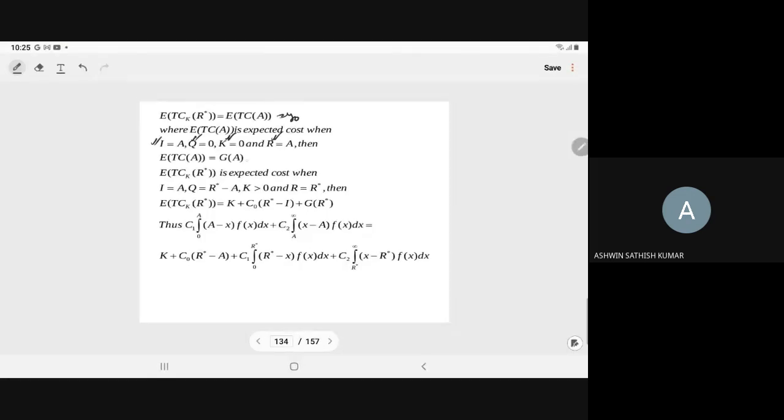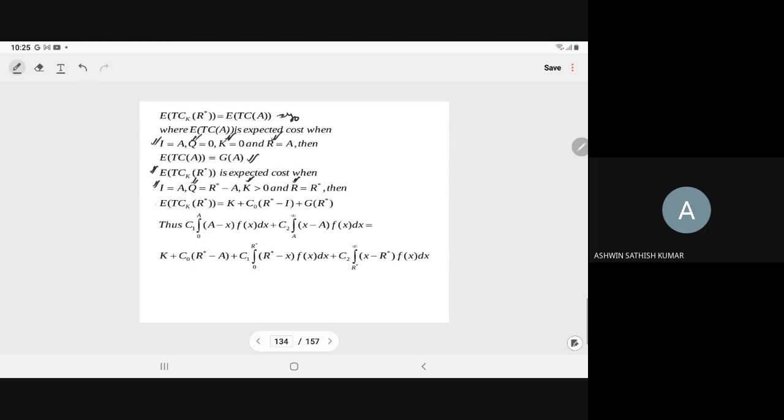It is the GA. In model 7, we have represented it by the GA. And ETC R star is the expected cost when you are placing an order. So initial inventory is A. Whatever quantity you are ordering, Q is equal to R star minus A. K is some positive setup cost, not equal to 0, and R will become the R star.